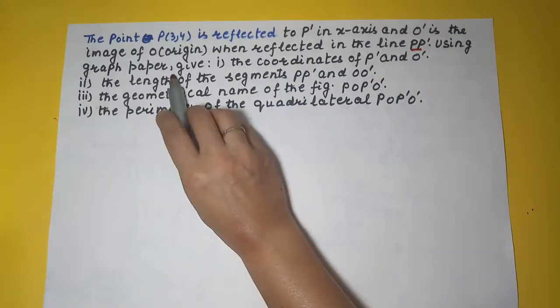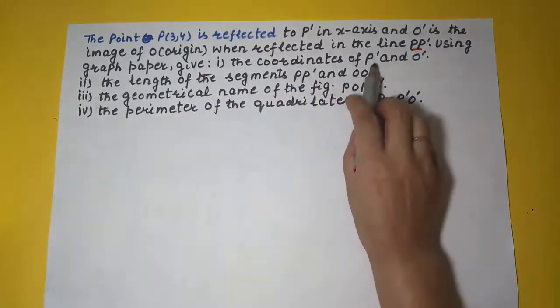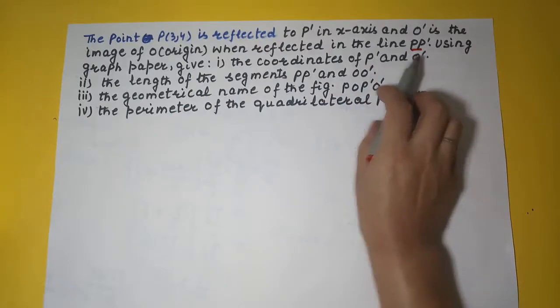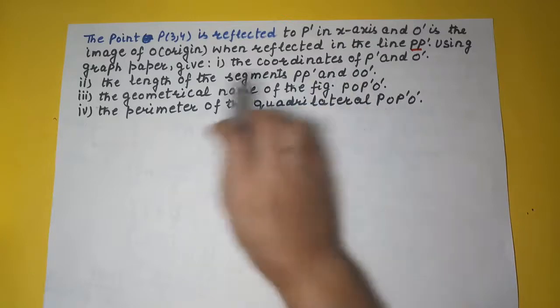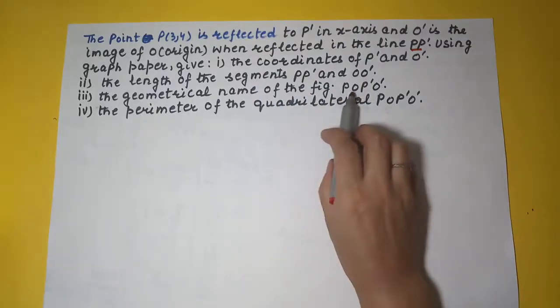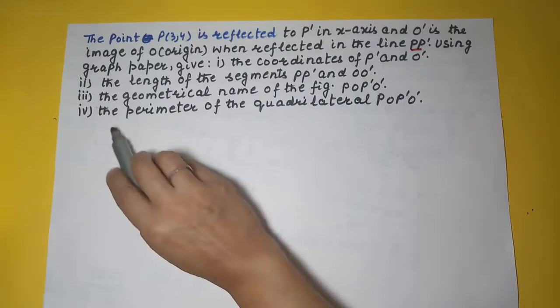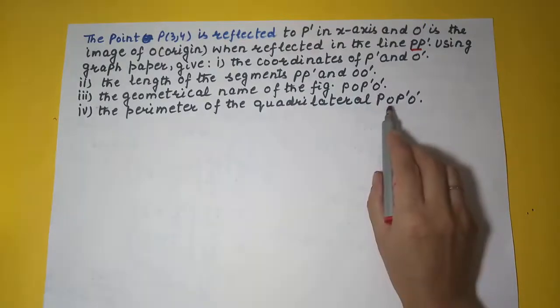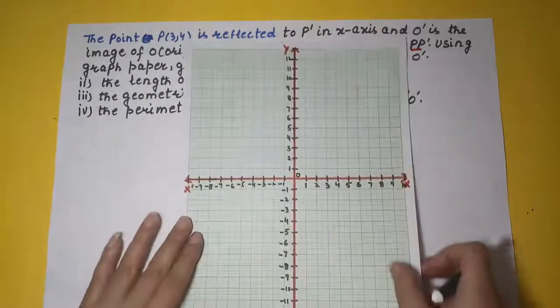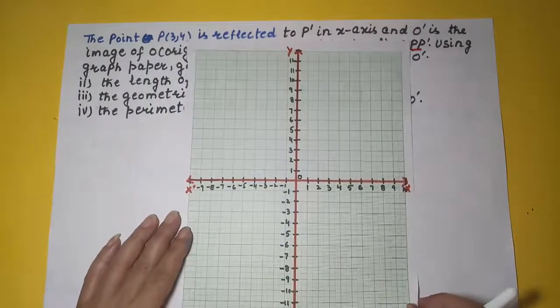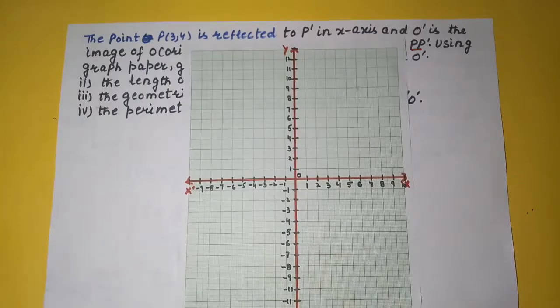Using graph paper, give the coordinates of P' and O', the length of the segments PP' and OO', the geometrical name of the figure POP'O', and the perimeter of the quadrilateral POP'O'. Right? The scale of the graph is not given in the question. So we will create a scale of our own. That's the first thing that you have to keep in mind.